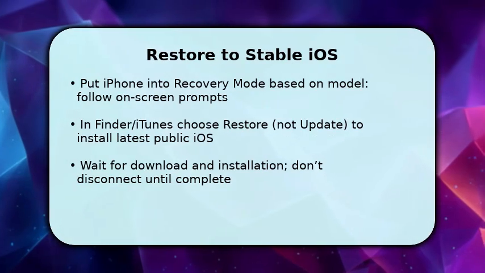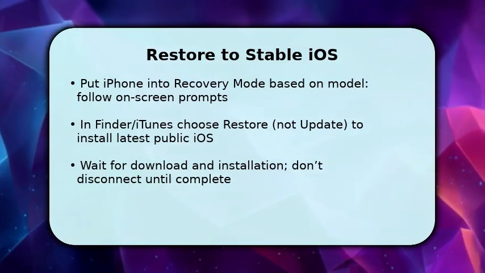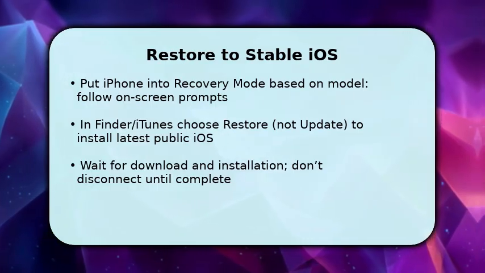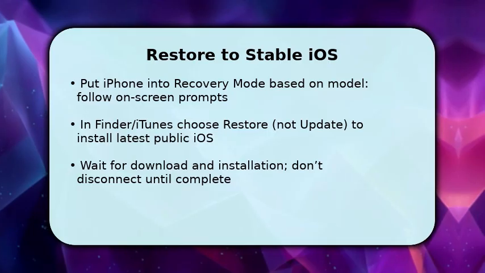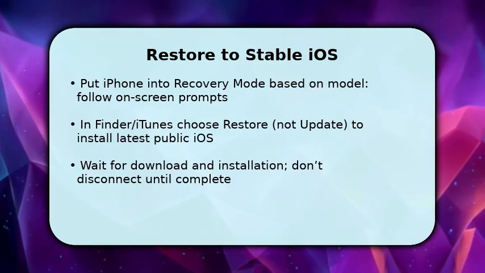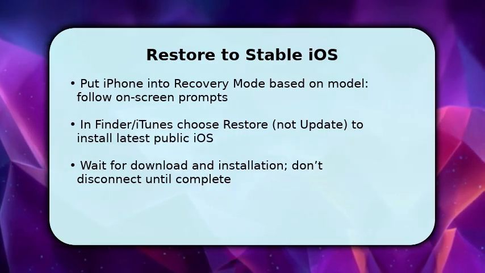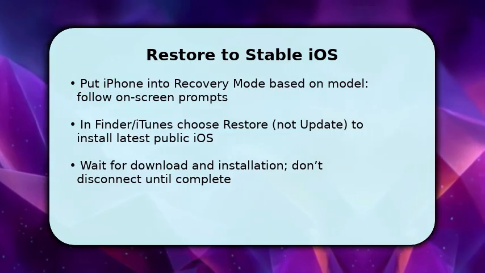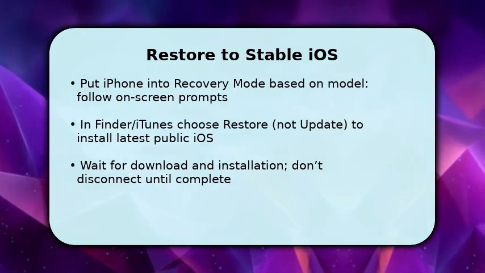You next put the phone into recovery mode, press the model-specific button sequence, and hold until the recovery screen appears. Then, in Finder or iTunes, select the device and choose Restore. Pick Restore to reinstall the latest public iOS rather than updating. This erases the device and removes beta system files, so make sure the backup is ready.